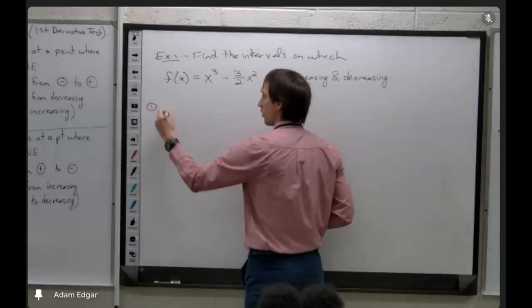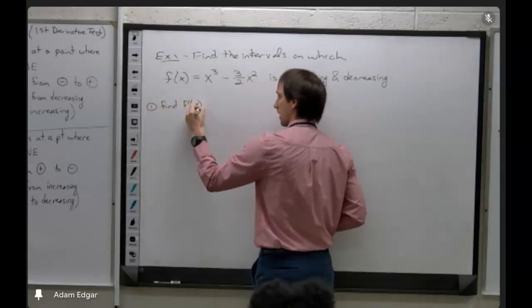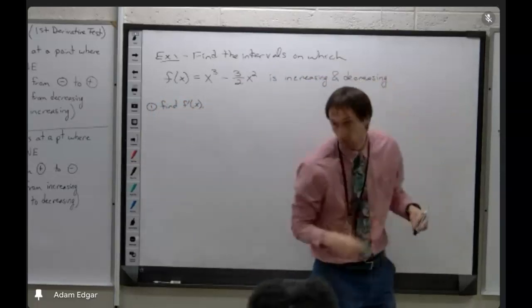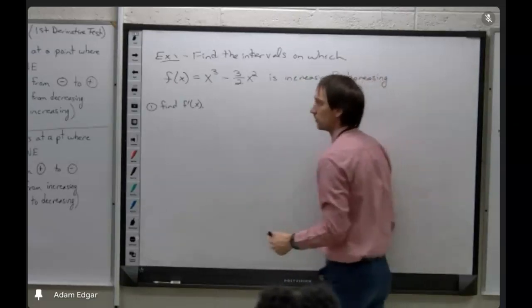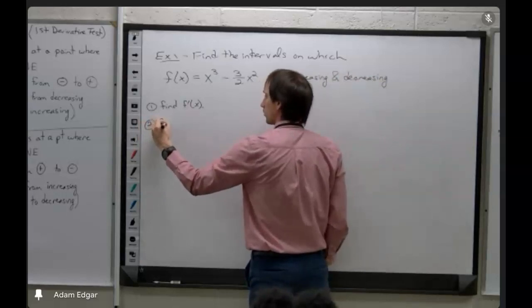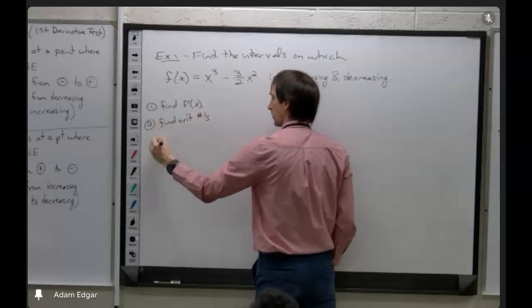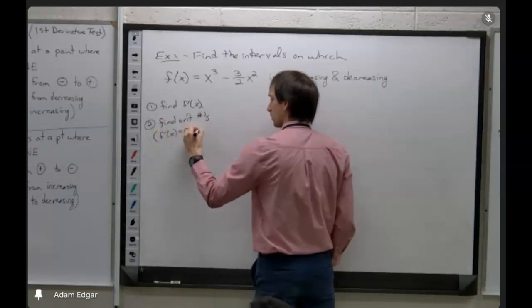Step 1, find f prime of x. Now, maybe I'll be kind enough and give you f prime of x, like in example 1b. But often, you'll have to find that for yourself. Once you have f prime of x, find the critical numbers. And remember, that's where f prime of x is 0 or undefined.